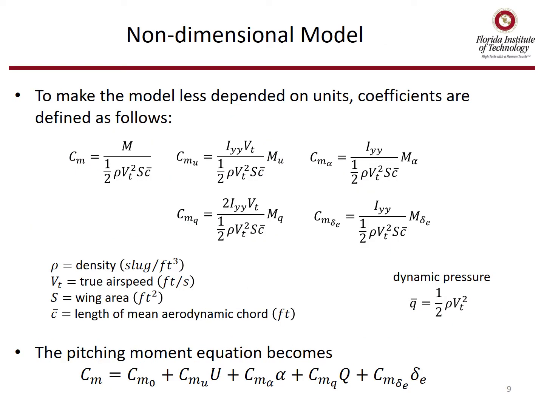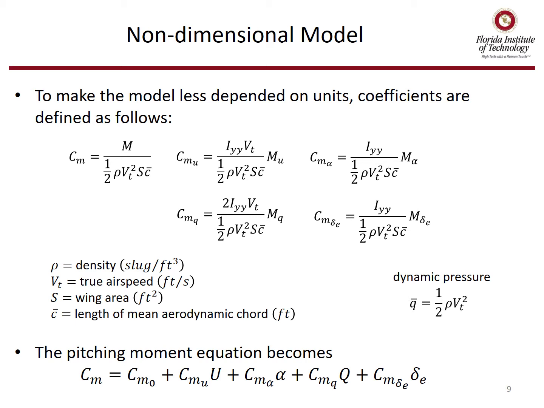To make the model on the previous slide less dependent on units, they've developed coefficients that are non-dimensionalized. And so instead of moment, we're going to have the coefficient of moment, C sub m. And you can see it's the pitching moment m, and then we divide it by some parameters that make it non-dimensional. In this case, it's 1/2 rho, which is density, V true, which is true airspeed, squared, capital S, which is the wing area, and a term called c bar, which is the length of the mean aerodynamic chord.